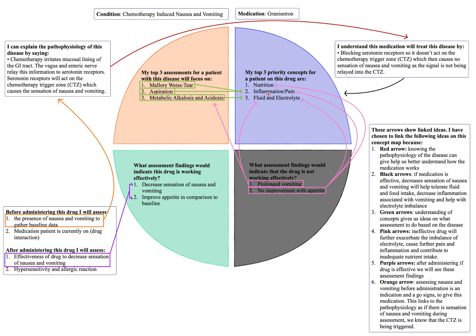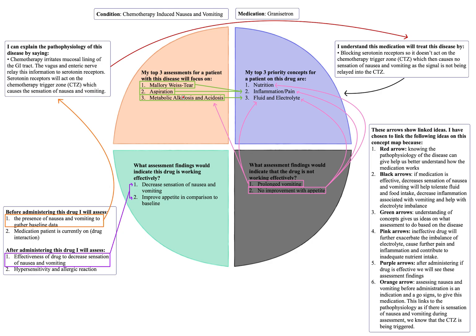So the top 3 assessments that I will look for with a patient with this disease are, first, the Mallory-Weiss tear. This occurs with forceful vomiting. What happens is the mucosal lining will tear or erode, and we can see bleeding with the emesis. With that, it could lead to inflammation and pain, which is the concept we see here.